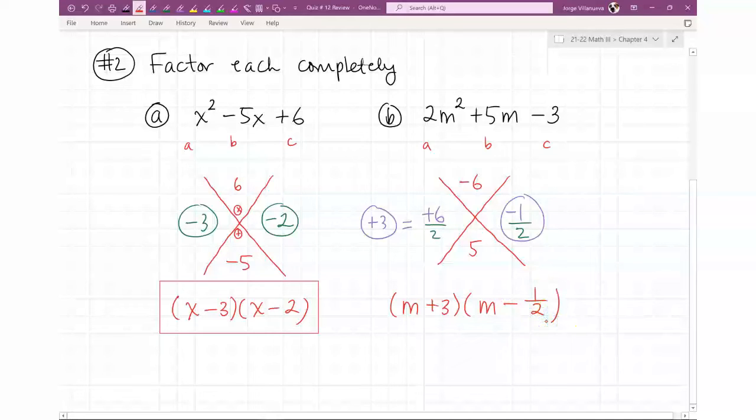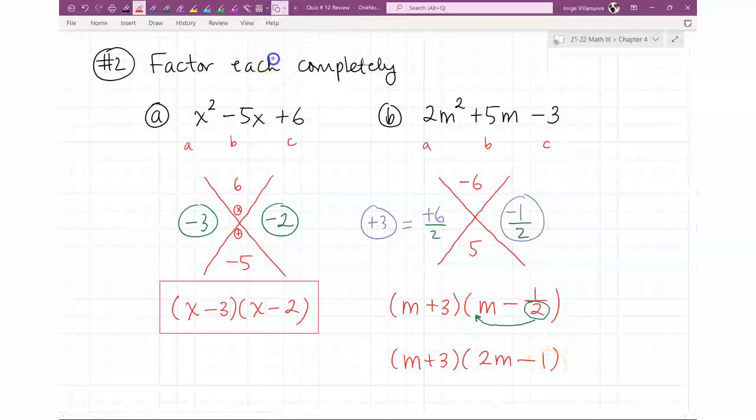Do I leave my answer like that? No, what do I have to move? What has to be fixed? Well, the 1/2, right? So the 2, you said a 2. What do I do with the 2? Move it to the front of the m, right? This goes right there. That 2 goes to the front. So m plus 3, 2m minus 1. And that's the answer they're going to want from you guys when you're doing these things.